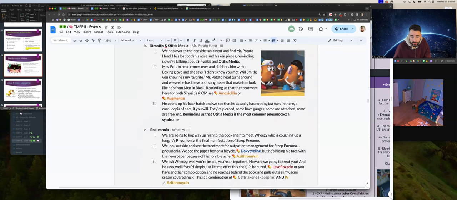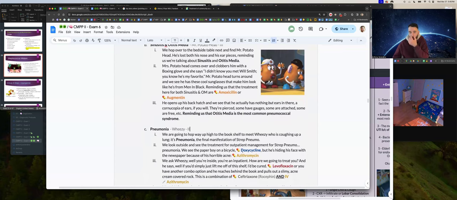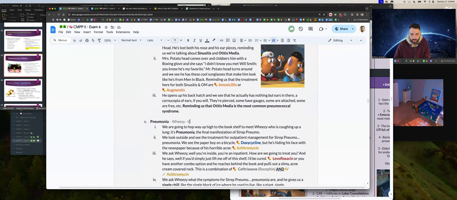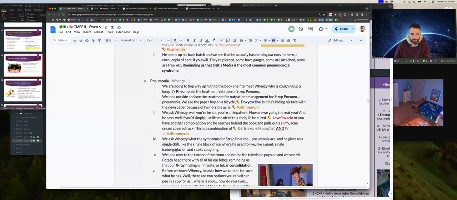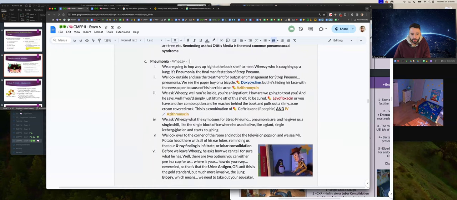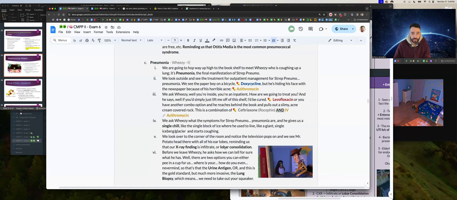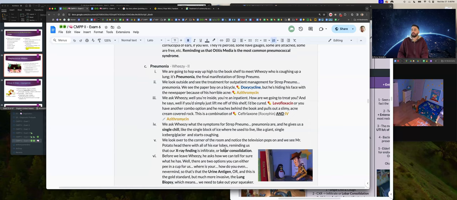Yeah, it's a lot of treatments there, but look how quickly you can memorize five different medicines. That's really powerful stuff. Single chill, X-ray finding, lobar consolidation, urine antigen, lung biopsy. Good, we got all of it. Okay, now the one we just created: the alien. Oh, I don't think I was supposed to do that and then repeat it, and I didn't.